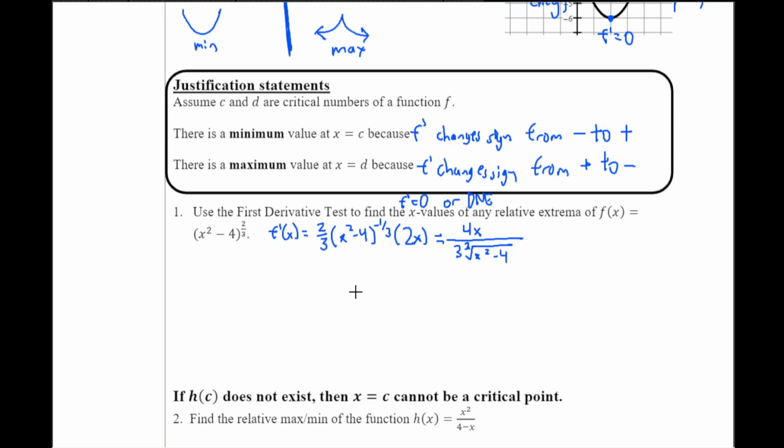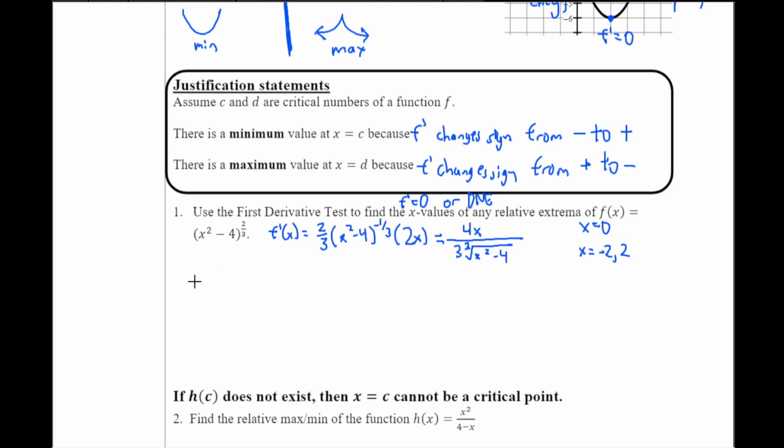So the critical points are when f prime is equal to 0. F prime is 0 when x is equal to 0, because that's just the top of the function equal to 0. Now let's find when f prime does not exist, when the bottom of the fraction is equal to 0. We just have to find this cubic root, make the inside 0, and that happens when x is equal to negative 2 and 2.